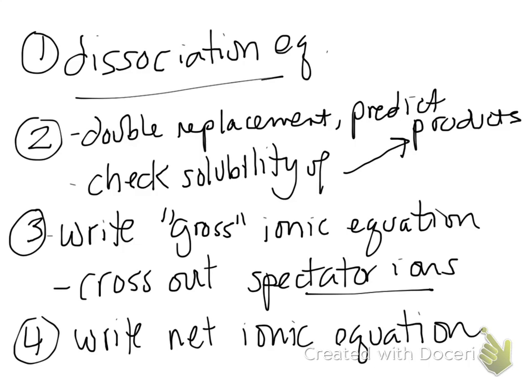Okay, so 4 easy steps. Write your dissociation, write a double replacement and predict products, check the solubility of those products, write your gross ionic equation, cross out any spectator ions, and then recopy using only the ions that are participating, which gives you your net ionic equation. Not so hard, right?